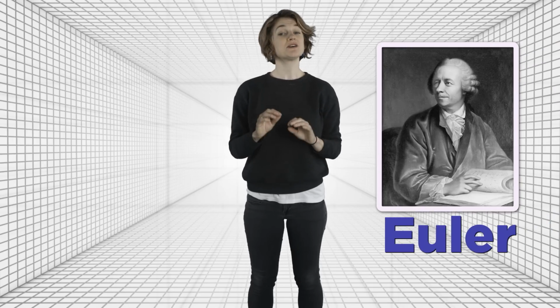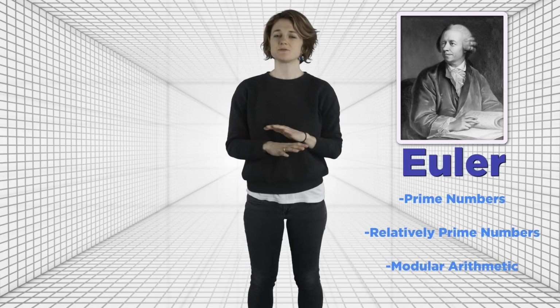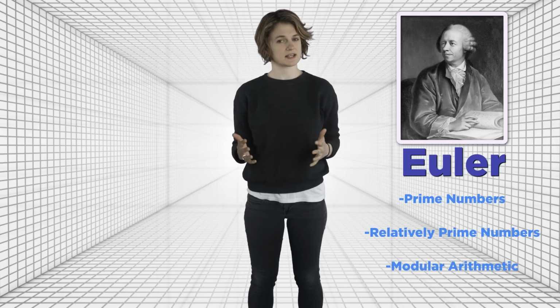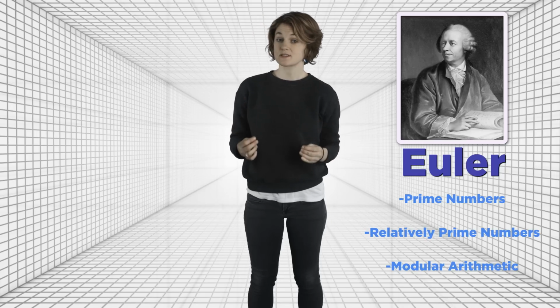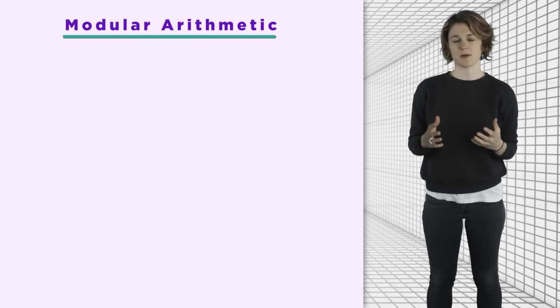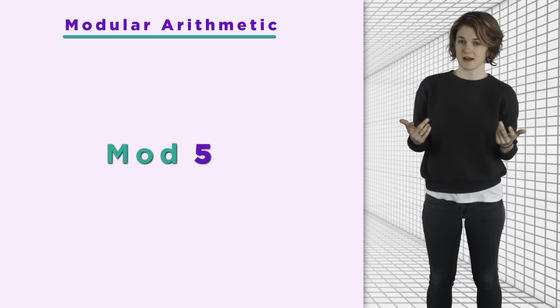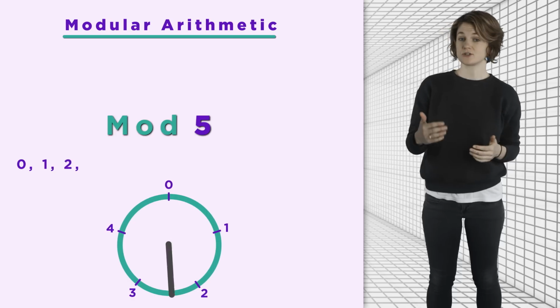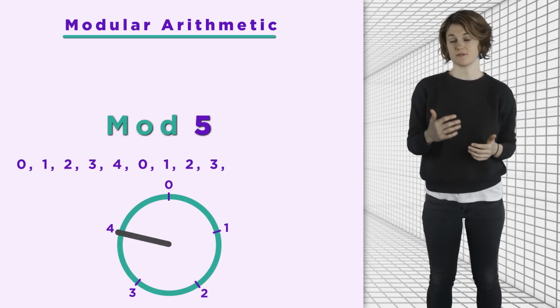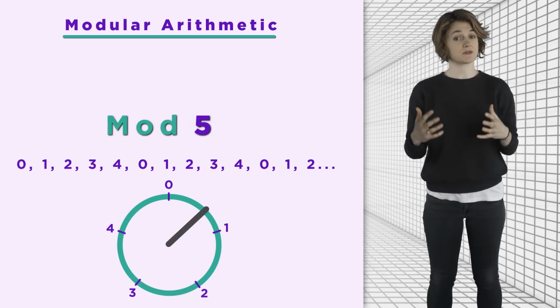Enter one of the great math heroes, Euler. Along with many other things, Euler thought a lot about prime numbers, relatively prime numbers, and modular arithmetic, which is basically all the math underlying RSA cryptography. So it makes sense that we'd use similar math to break the algorithm. Modular arithmetic is what happens when you count in a circle. Counting modulo 5, or mod 5 for short, goes 0, 1, 2, 3, 4, 0, 1, 2, 3, 4, 0, 1, 2, and so on. We just use the numbers less than 5 on repeat.